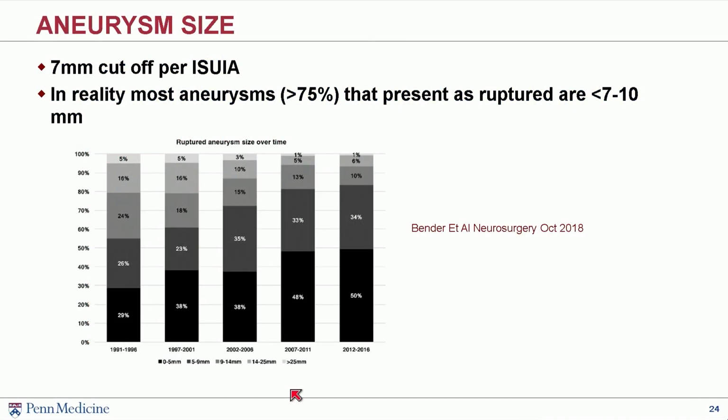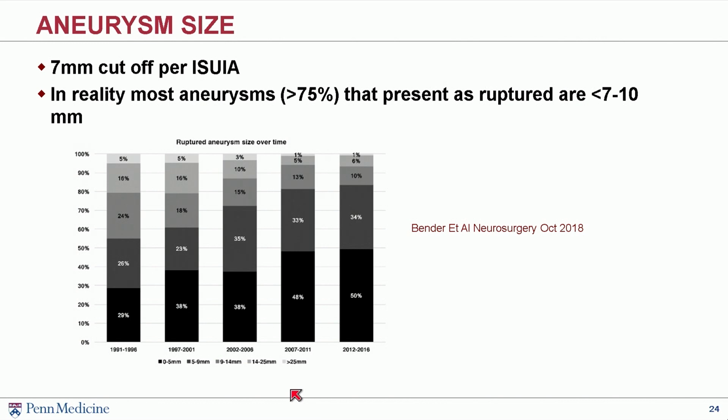The aneurysm size is a very interesting topic because, as we talked about, smaller aneurysms are at lower risk of rupture and a bigger aneurysm is at a higher risk of rupture. But there have been a lot of studies, and one of them was the International Study of Unruptured Intracranial Aneurysms, published in 1998, with a follow-up in 2003, that came up with 7 millimeters as really the cutoff where aneurysms have a lower versus a higher risk of rupture.